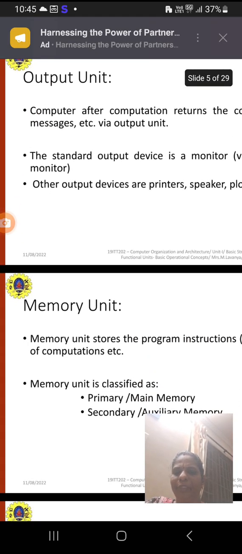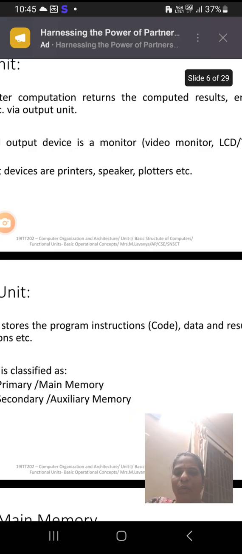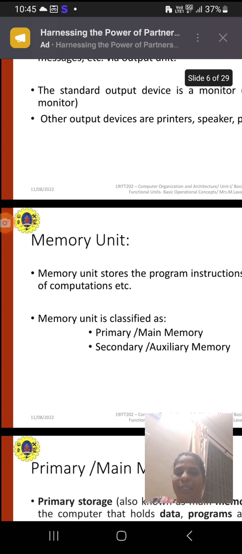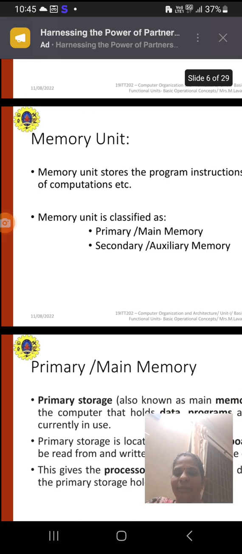The memory unit stores the program instructions like code and data and the results of computations, etc. The memory unit is classified into two types, primary and secondary. Primary memory is called the main memory, and secondary memory is called the auxiliary memory.